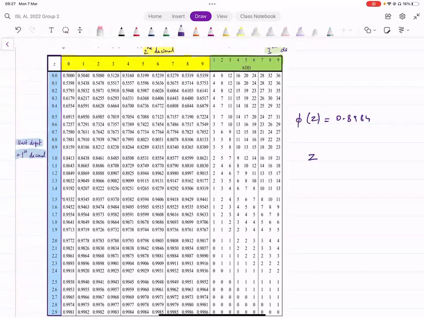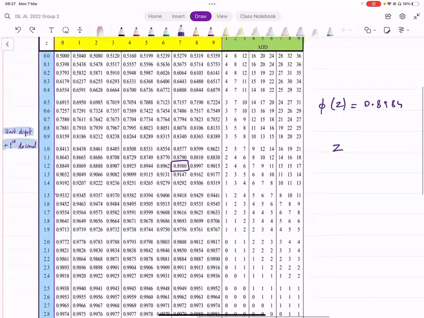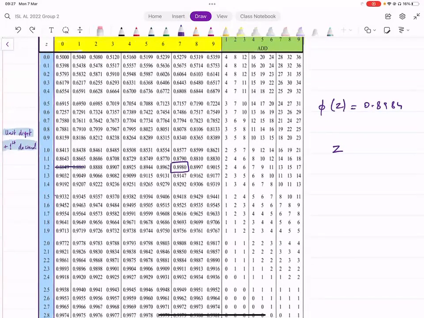0.8984. Okay. So we've got this. This is less than 8984. ये greater है. इनके दरम्यान में होगा कहीं पे. आपने छोटी वाली value लेनी है. 8980. So that's what we start from. What value z are we getting? 1.2. And then the second decimal place is 7.